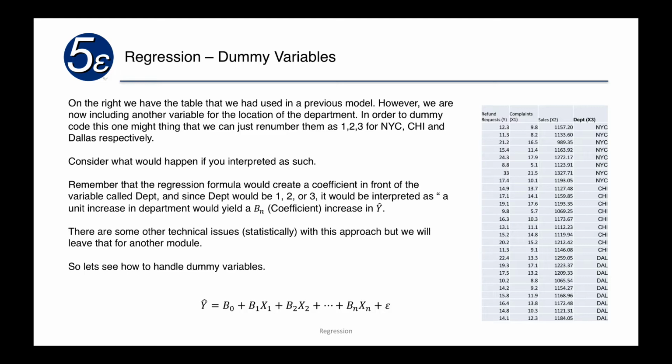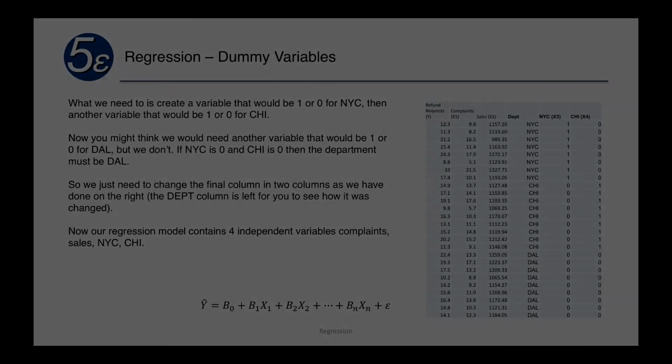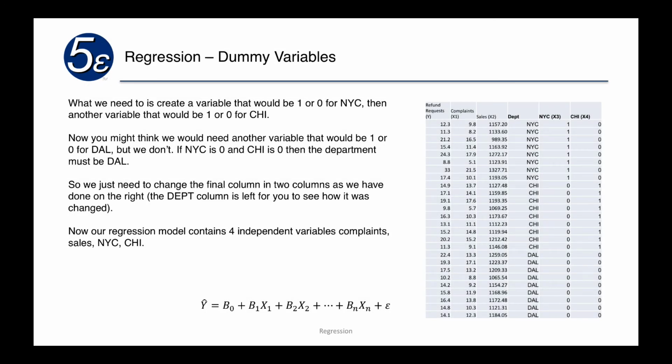So let's see how to handle the dummy variables and include them in our regression formula. What we need to do is create a variable that would be 1 or 0 for New York City, as we've done here in the 5th column. Then another variable in the 6th column would be 1 or 0 for Chicago. Now you might think you'd need another variable that would be 1 or 0 for Dallas, but we don't. If New York City is 0 and Chicago is 0, then the department must be Dallas. And we can see that down below in the last few entries, where 0 and 0 will refer to Dallas.